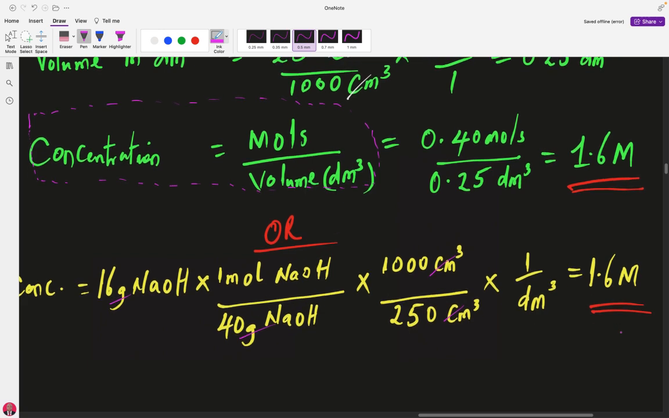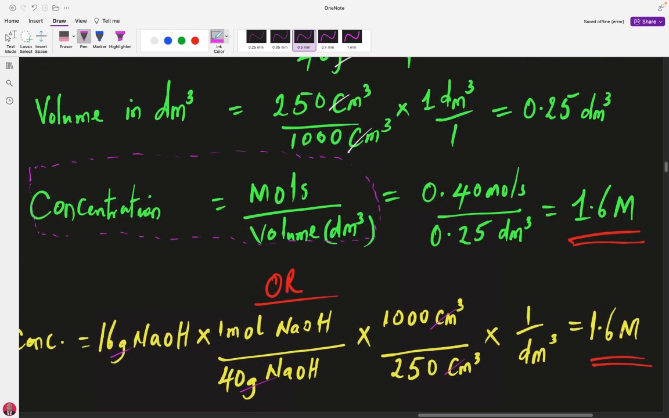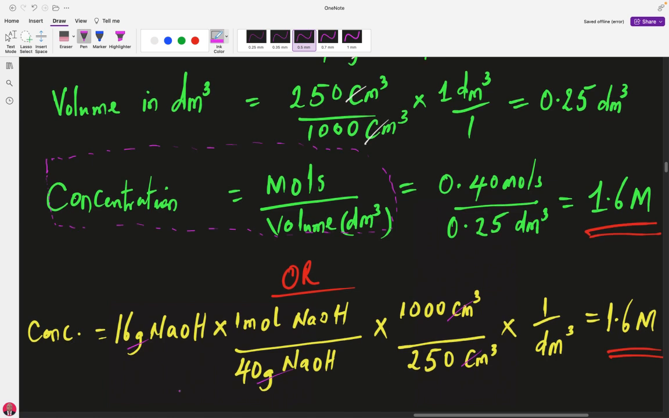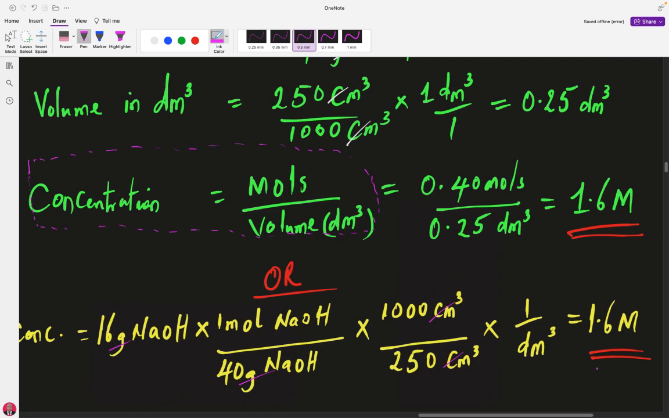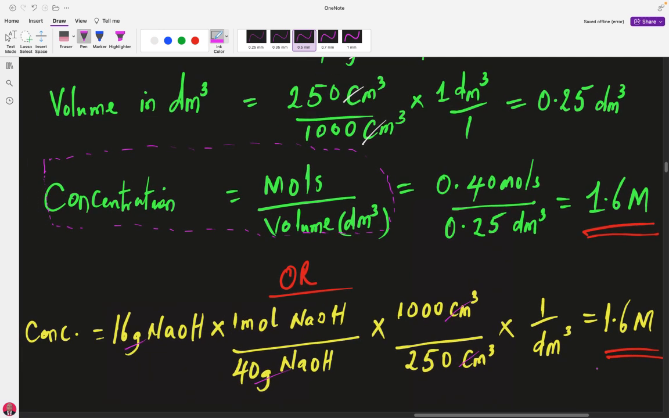Secondly, in an exam room where you may not have time to do this, a simple way of doing it is: concentration equals the mass over the molar mass, times by 1 to cancel all the grams. Then you do 1,000 divided by 250, times 1 all over dm cube. You'll still have the same answer. When you have the data, collect the data first: the mass that has been given, the molar mass, the volume that has been given. Then you place your data and do your manipulation, and you have the answer. Thank you.